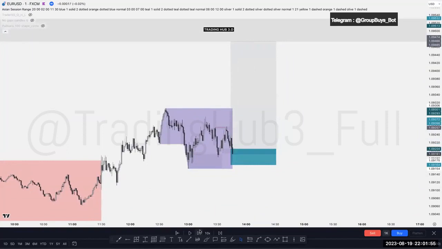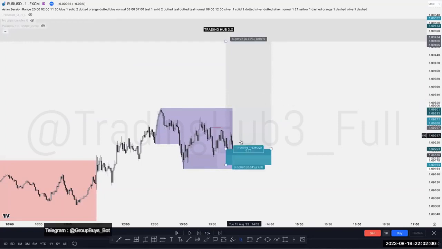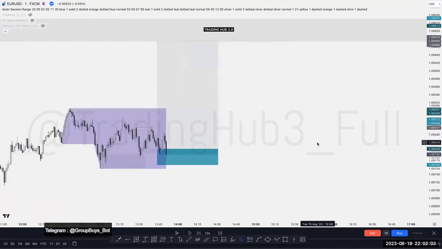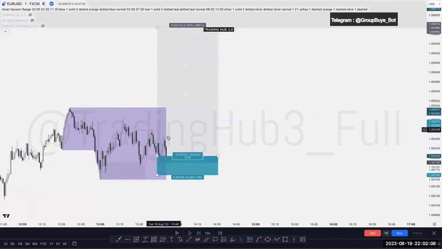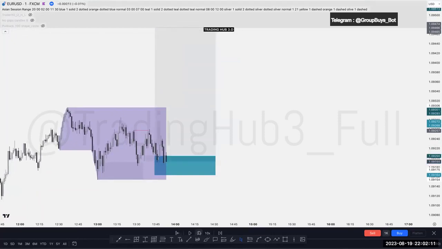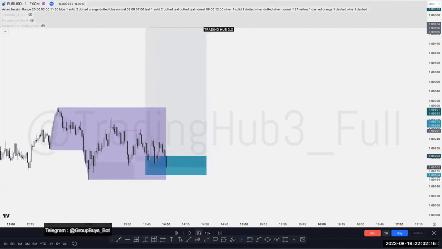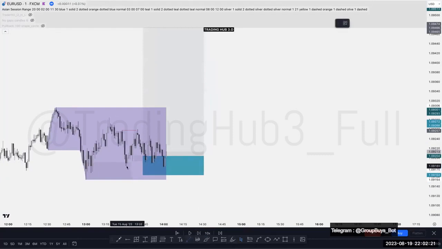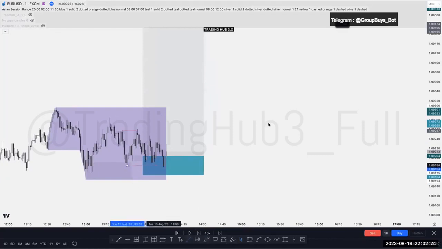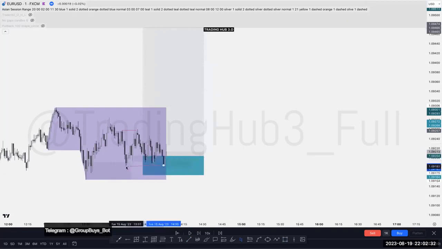So let's see. Okay, mitigates our entry. Perfect. Okay, again breaks this high. Okay, look at this one. This is a BOS, but there is no inducement, so you have to wait for it. Okay, this one is our liquidity grab here. Perfect. Liquidity grab here. It means this candle grabs the liquidity. We can buy here.